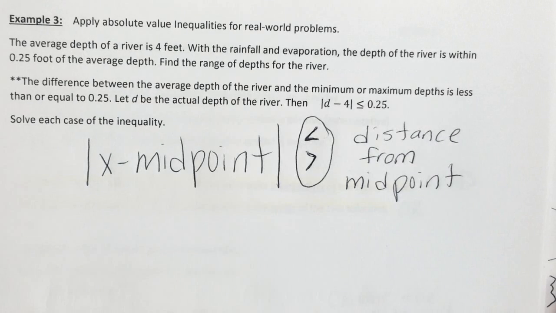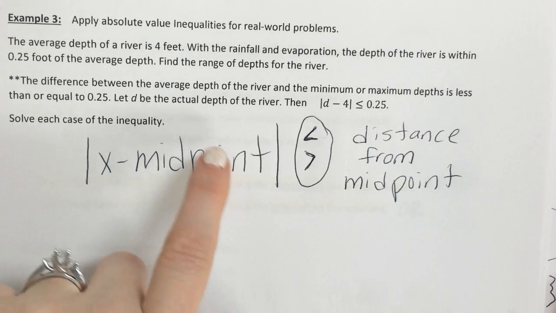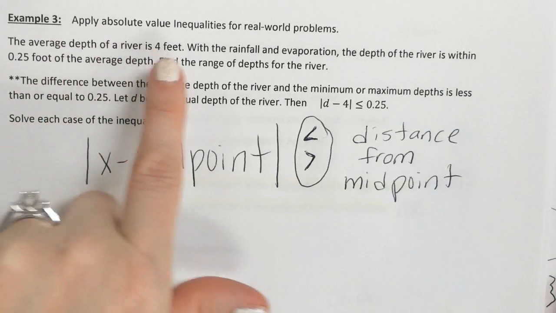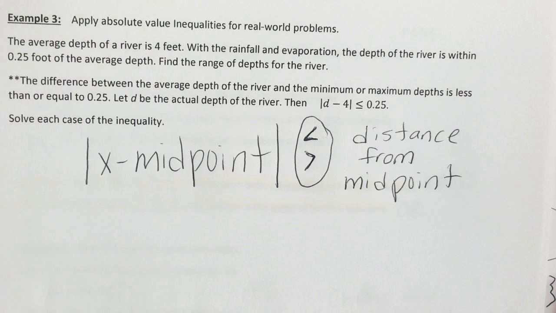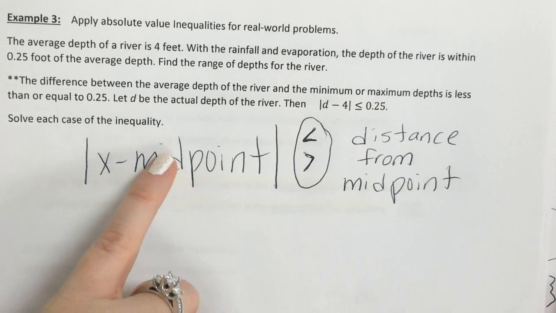So what you're going to realize in especially a lot of the higher math classes, absolute value isn't always just talking about the distance from 0. It's talking about the distance from any number. So in this midpoint, this is what we're the distance from. If you read this problem, it says the average depth of a river is 4 feet. With the rainfall and evaporation, the depth of the river is within 0.25 of the average depth. So that's saying normally the river is 4 feet deep, but it can vary 0.25 of that. So in this case, the midpoint is going to be 4.